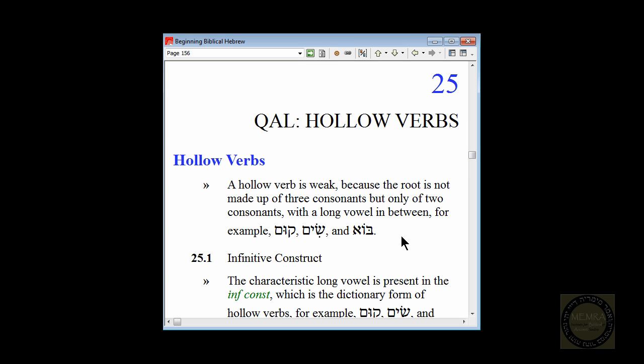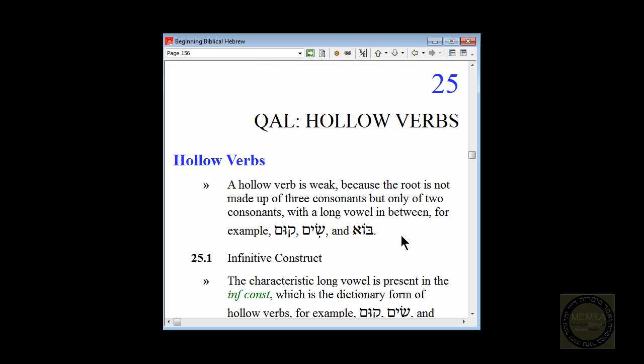These verbs will do sort of odd things. Sometimes they will lose the middle consonant, but for the most part, I don't think that you'll find these much trouble. Just be aware again of the definition.